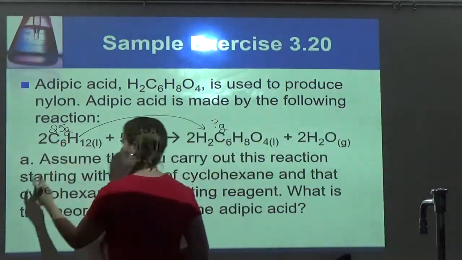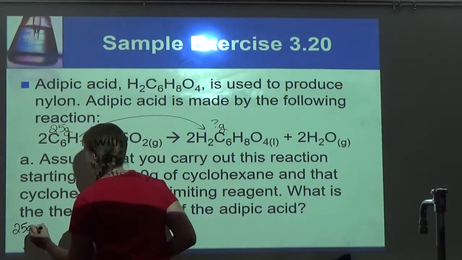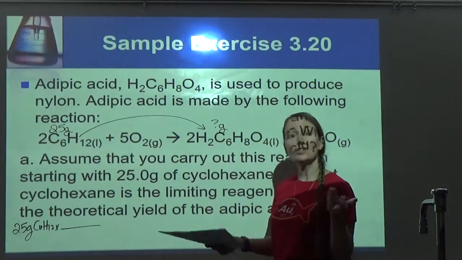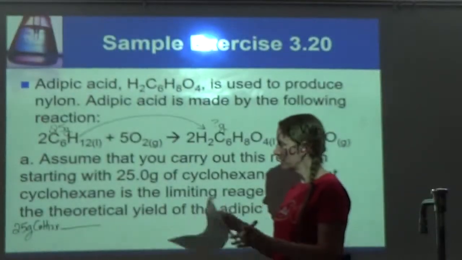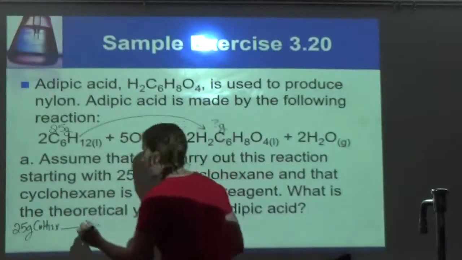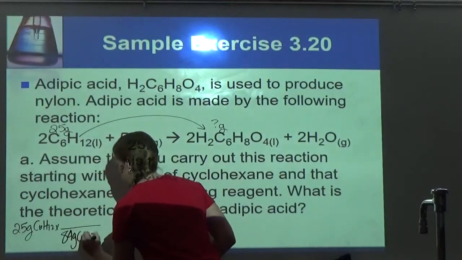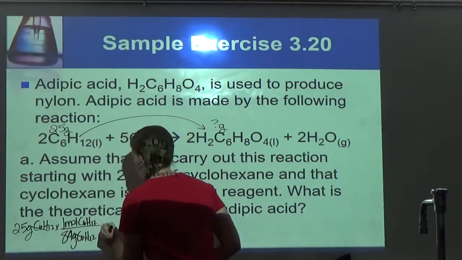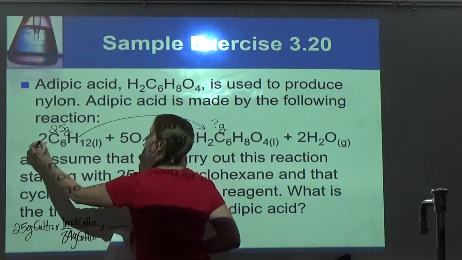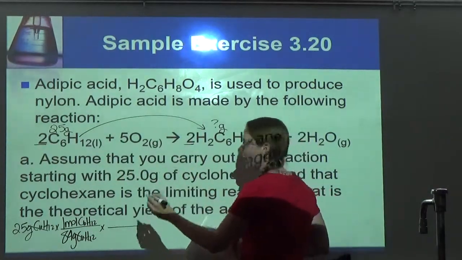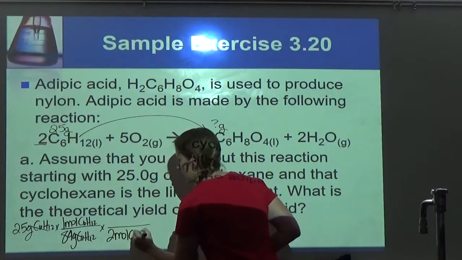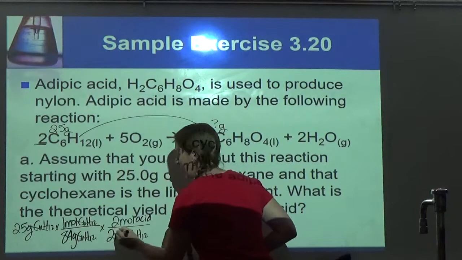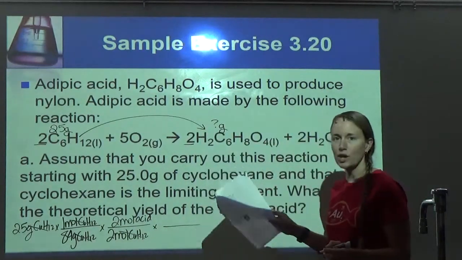Okay, so we start with our 25 grams of our cyclohexane, C6H12. So first step, of course, is convert to moles using molar mass. So my molar mass for C6H12 is about 84 grams. And that equals 1 mole. My next step, of course, is mole ratio. So I can see 2 moles of the cyclohexane makes 2 moles of the acid. So I'll put my 2 moles of C6H12. That makes 2 moles of my acid. So notice I'm just calling it acid to keep from writing that gigantic formula over and over again.